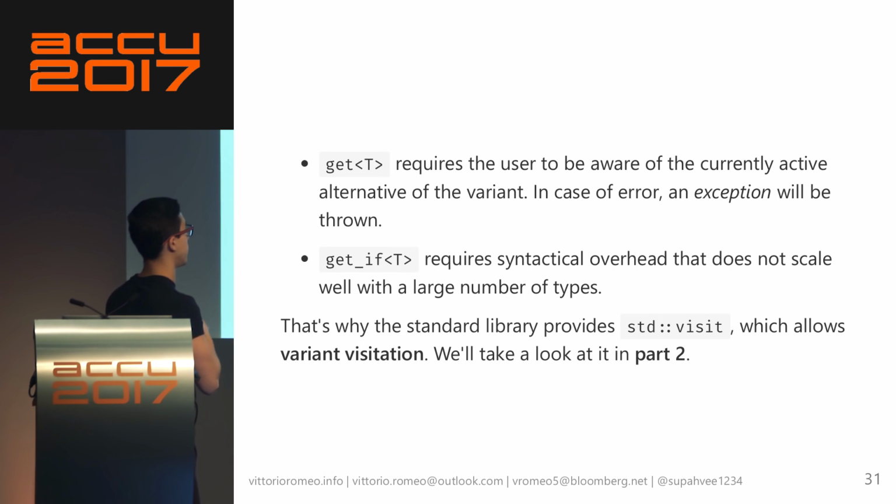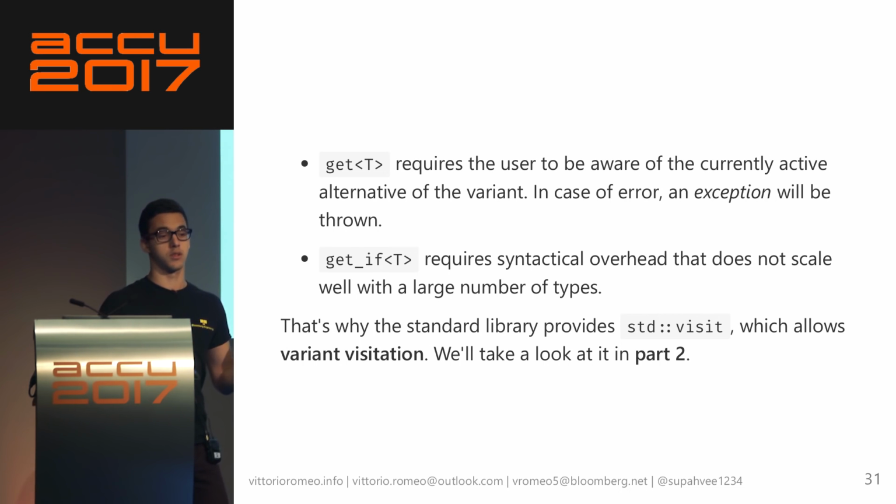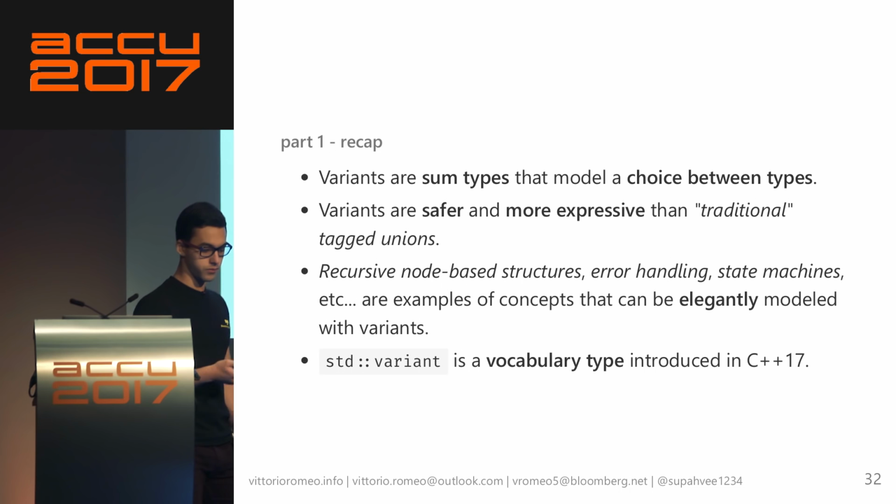either to be aware of what the currently active alternative is, or you need some syntactical overhead, because you need to check that when you're accessing something through get_if, it's not actually a null pointer. And if you think about a variant which has a lot of types, you need a very annoying set of if-else branches to cover those. These reasons are why the standard library provides something called std::visit, which allows variant visitation. And this is what we'll cover in part 2.